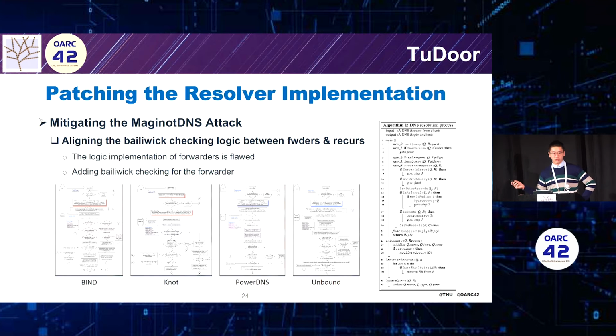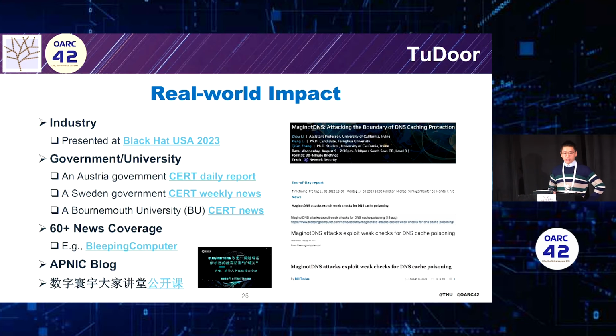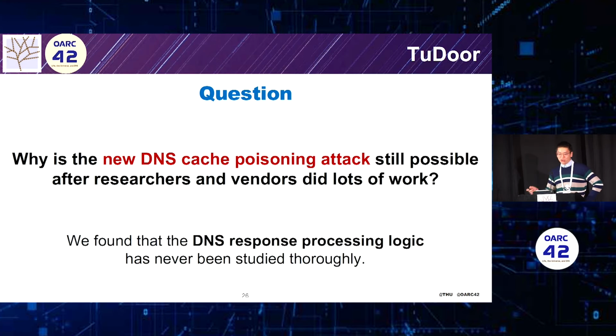The mitigation of the Maginot DNS attack is to align the bailiwick checking between the forwarders and the recursive resolvers. And finally, it is resolved. This also has some real world impact. If you were at OARC 40, I think it was presented there. It has also been reported in several government CERT reports and presented at Black Hat USA last year.